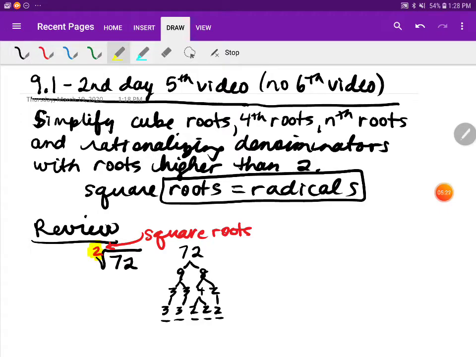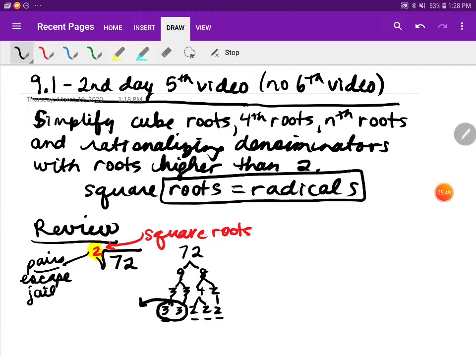So since it's a square root, it means I'm looking for pairs. The way I call it is I say pairs escape. If you remember from first semester, I said they escape jail. So this is square root jail. In square root jail, you need yourself and a twin to escape. So the 3 has a twin. The 3 and the 3 escape from jail.